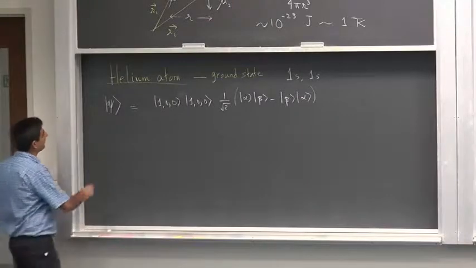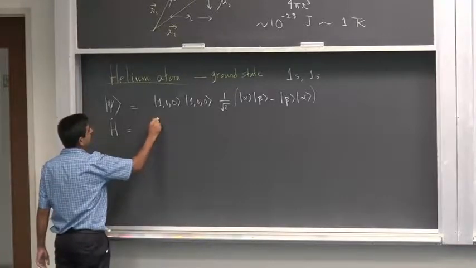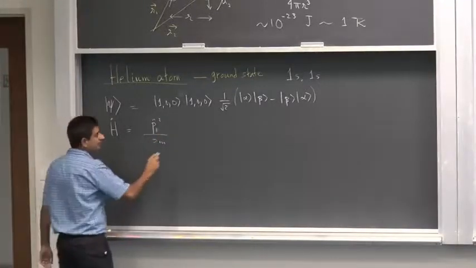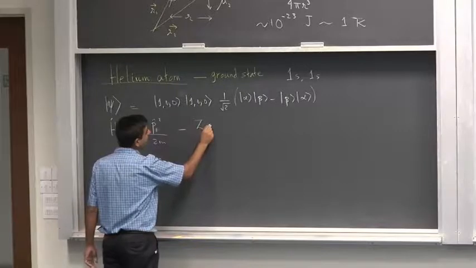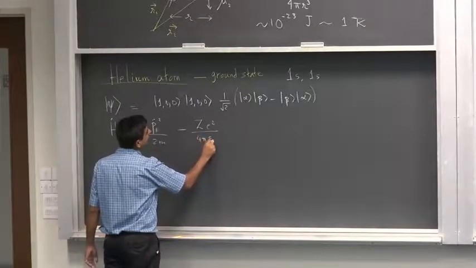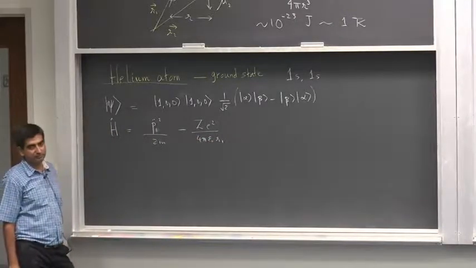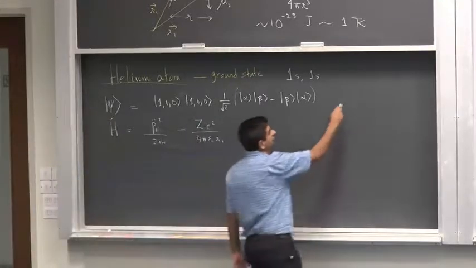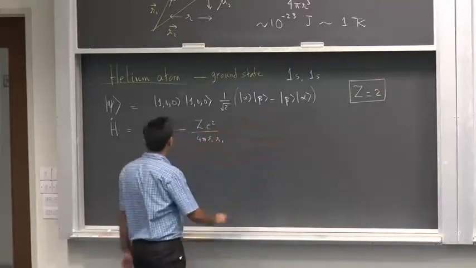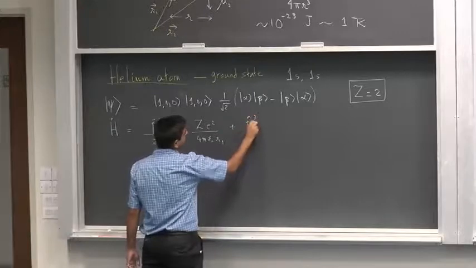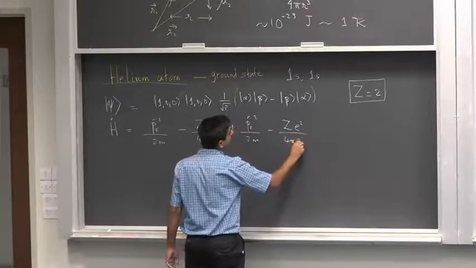Now let's write down the Hamiltonian. The Hamiltonian is going to be p1 squared over 2m for the first electron, minus Z e squared over 4 pi epsilon naught r1. So this is for the first electron. Z for helium is equal to 2. There are 2 protons. Now for the second electron, p2 squared over 2m minus Z e squared over 4 pi epsilon naught r2.